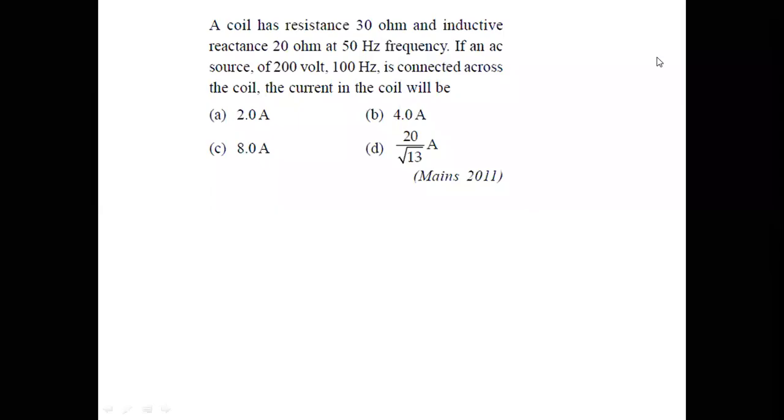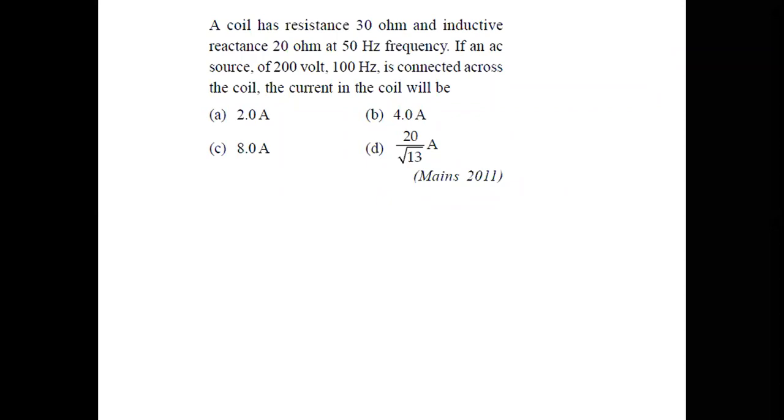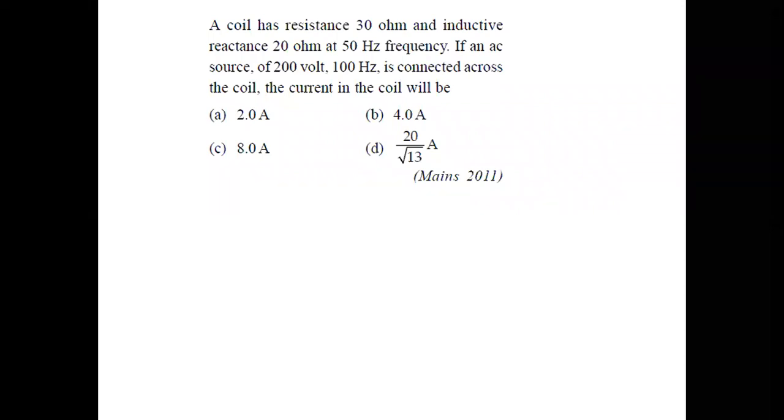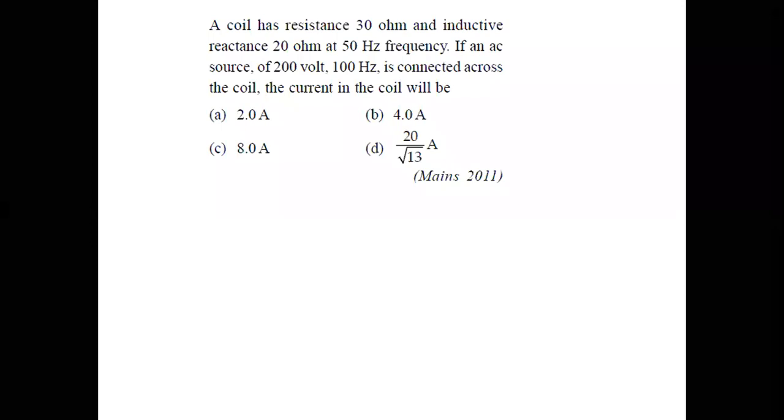Standard question. Of course, I have clubbed all the questions from JEE, Karnataka CET and similar exams. The physics remains the same. Come back. A coil has a resistance 30 ohm and inductive reactance 20 ohm. You have a resistor with 30 ohm resistance and an inductor with inductive reactance 20 ohm at 50 hertz frequency. This is called an RL circuit.